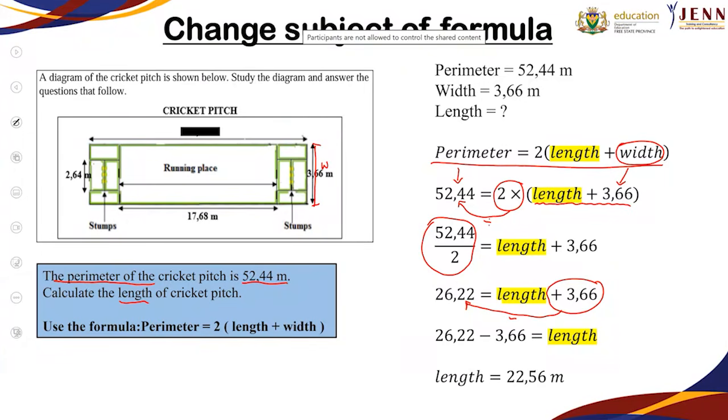So therefore, it's 26,22 that I previously had on my side minus the 3,66, which equals the length. And that was my target because I wanted length to be on its own. So therefore, the length of the cricket pitch is 22,56 meters.